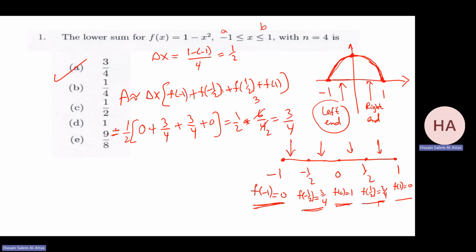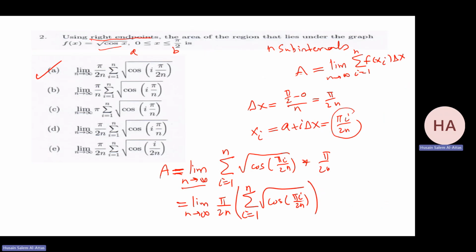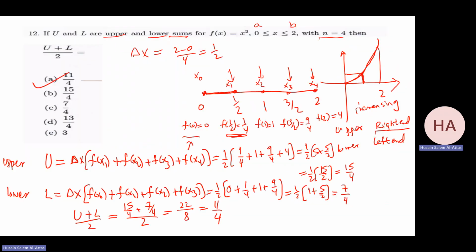Which is clear. I think this will explain the idea of the lower and upper sum. But I think this question is good to be after this one, to make it clear now.